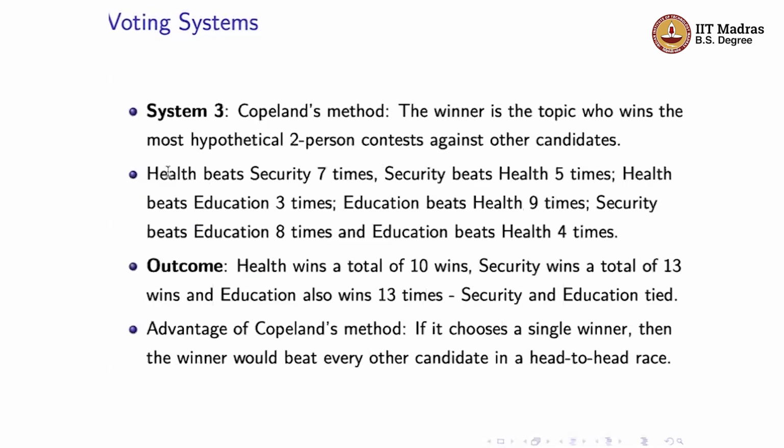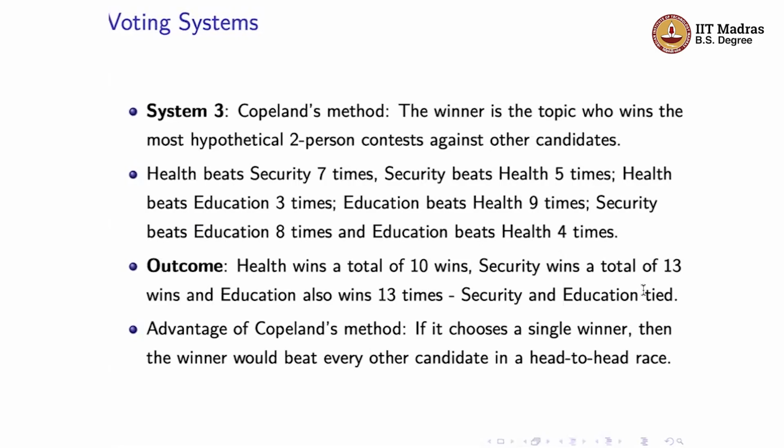So we now have all the information that is required. In terms of head-to-head clashes, how many times does health win overall? Health wins 7 plus 3, 10 times. How many times does security win overall? It wins 5 times here and 8 times here, so a total of 13 times. And how many times does education win? Education wins 9 times here and 4 times here. So health has a total of 10 wins, security has a total of 13 wins, and education has a total of 13 wins. So the final result is that security and education tied, and you need a tiebreaker.